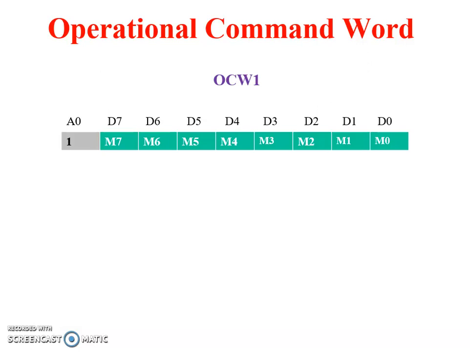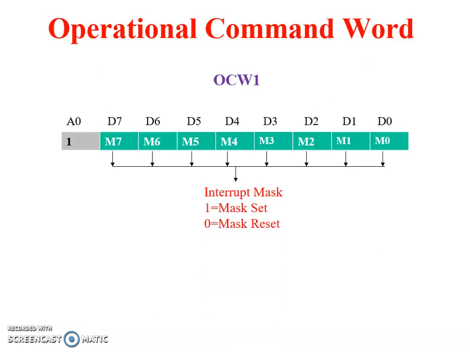These M0 to M7 are the mask bits. If we want to mask interrupts, then we have to set the bit to 1, and if we want to unmask, then we have to make it 0.